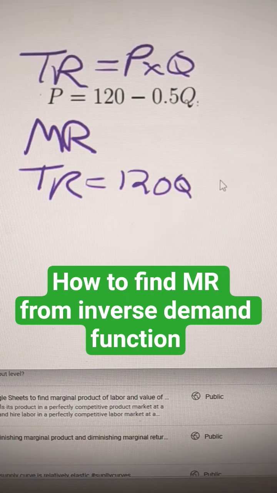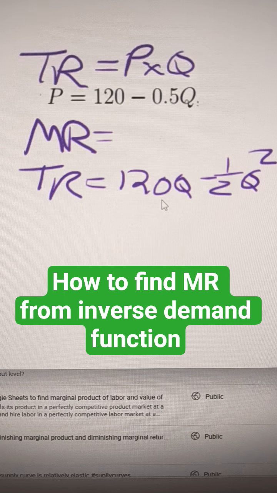times Q minus 1/2 Q squared. Okay, so that's the total revenue function. It's just price times quantity. Now, if I want marginal revenue, I need to take the partial derivative with respect to Q.